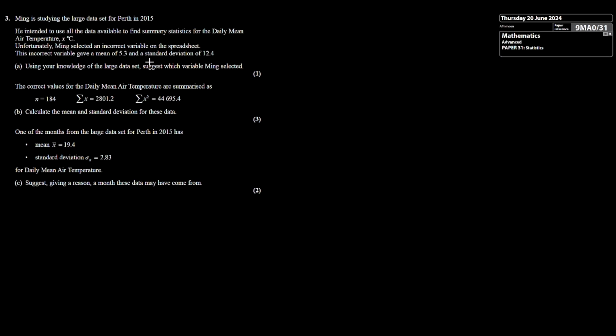So given these results and comparing with your knowledge of the large data set, I would suggest that he's picked rainfall. This would fit with a mean of 5.3 and a standard deviation of 12.4. So that's going to be the answer to part A.